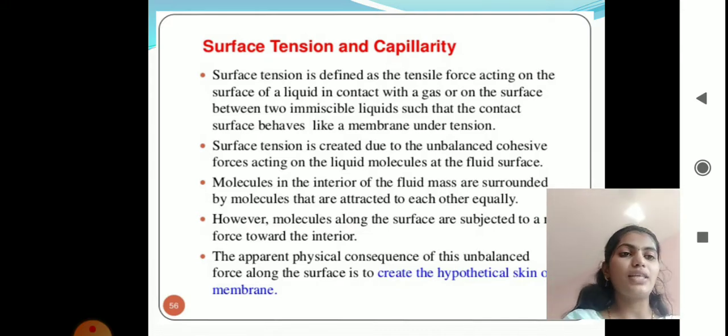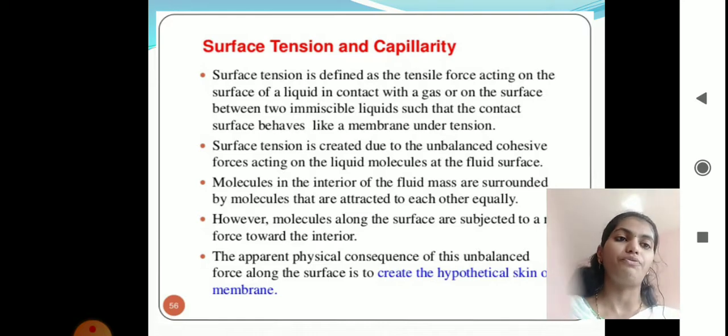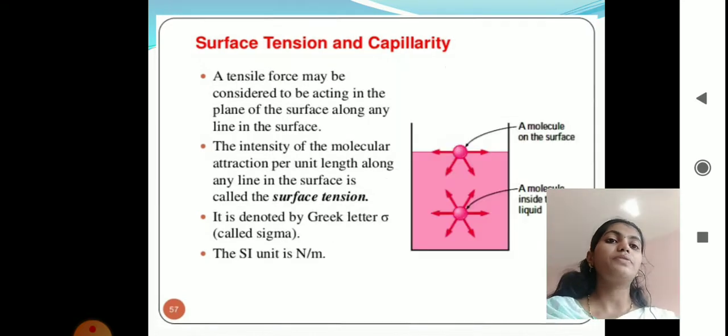This imbalance of forces along the surface creates a hypothetical skin or membrane. The first point to see is that when immiscible liquids come into contact, they behave like different membranes because of surface tension. Surface tension and capillarity: the tensile force may be considered to act in the plane of the surface along any line in the surface.